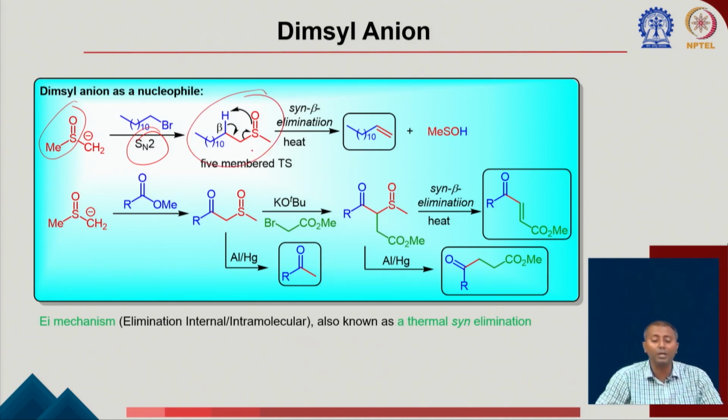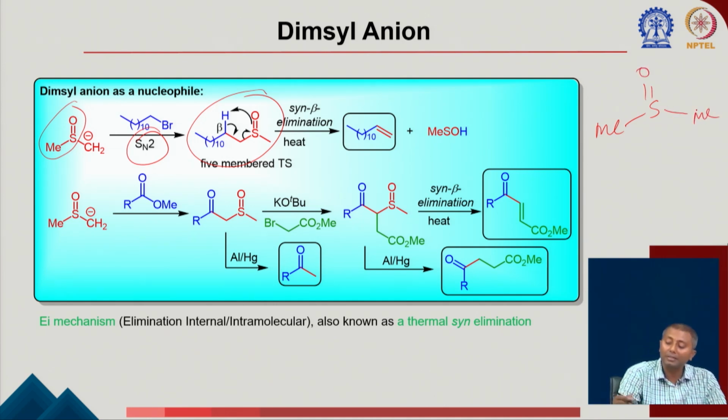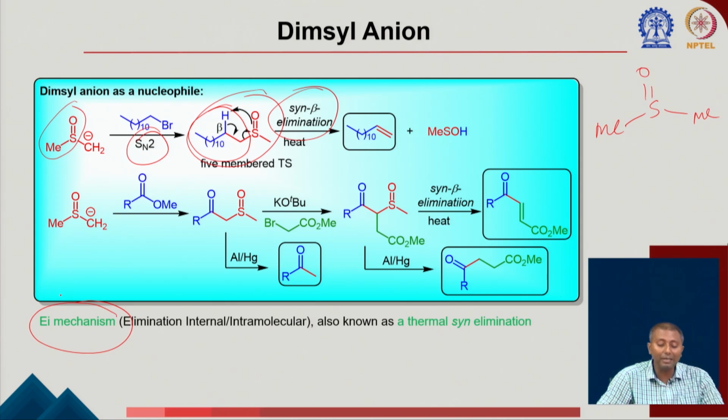So this is a simple SN2 product. You can think of this as some sort of derivative of DMSO. If you remember, I talked about in the last class, this is the structure of dimethyl sulfoxide. What is happening here is that in the dimethyl sulfoxide, you are changing one of the methyl groups to a butyl group. You form a carbanion and then go for an SN2. But now if you take this compound and heat it at high temperature, then something is going to happen called a syn beta elimination, or it is called some sort of Ei mechanism, elimination internal or elimination intramolecular. Okay.